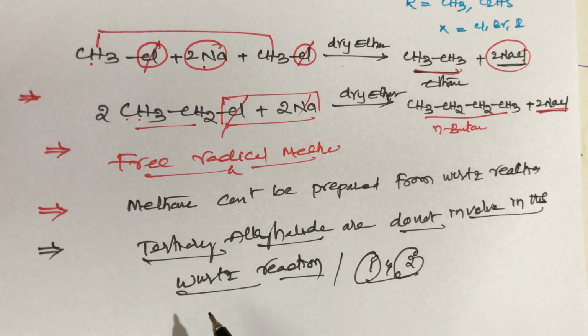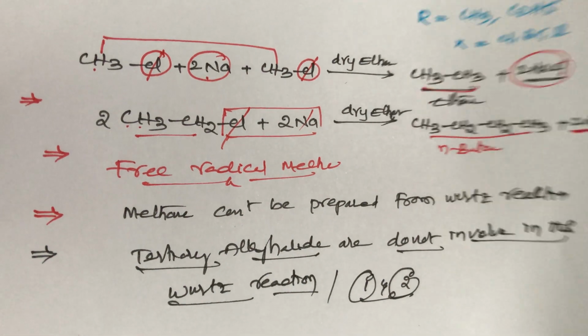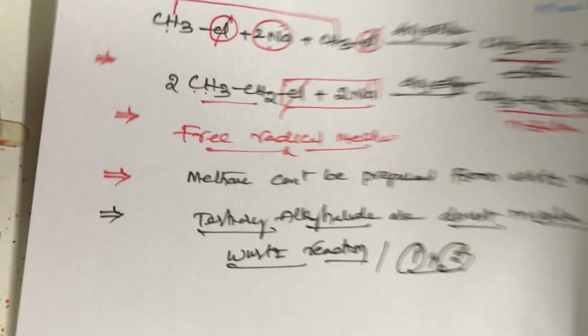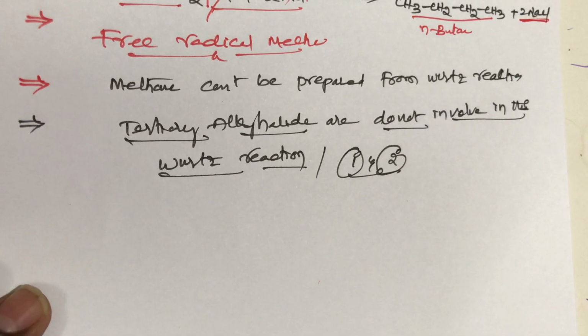This is very important, students. In this reaction, a free radical mechanism is involved, and this is the simple trick for the Wurtz reaction, students. Now, the next named reaction, students, is the Fittig reaction.